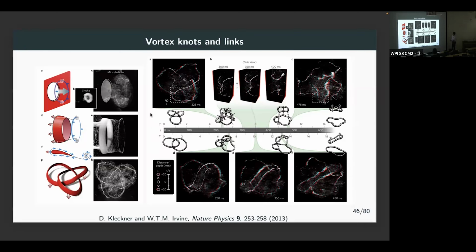So this is a picture from the paper in 2013. They prepare a torus knot as a vortex knot, and they observe that the topology will be changed, and you have a Hopf link and a trivial knot, and also a trivial link. And they also have a video of the experiment.